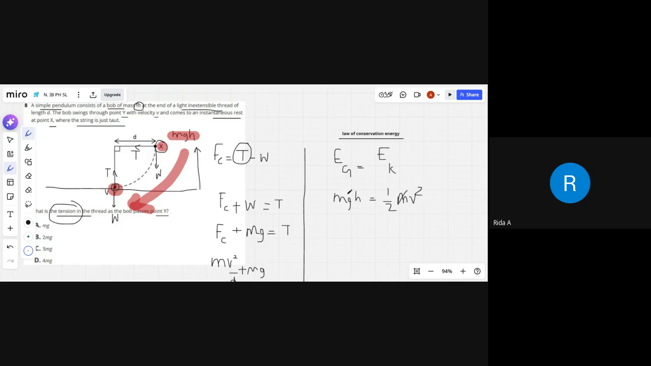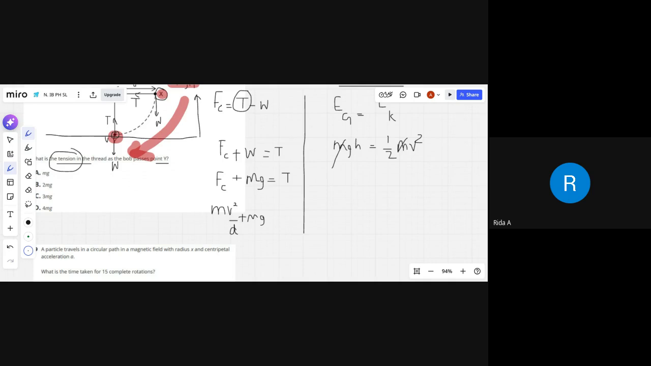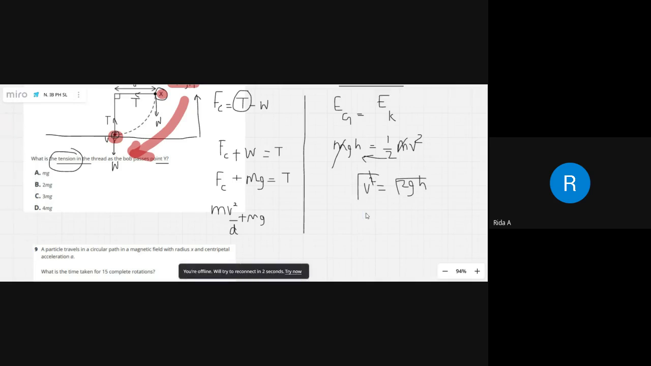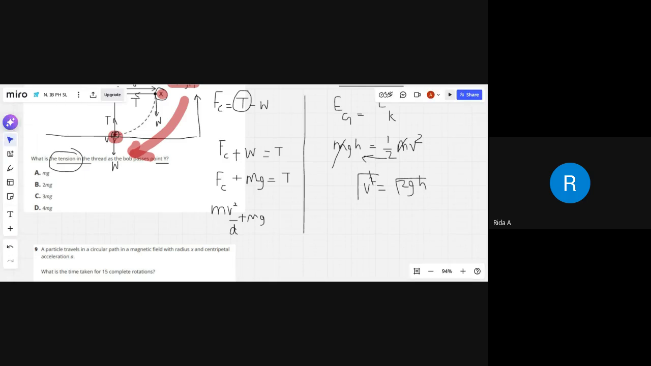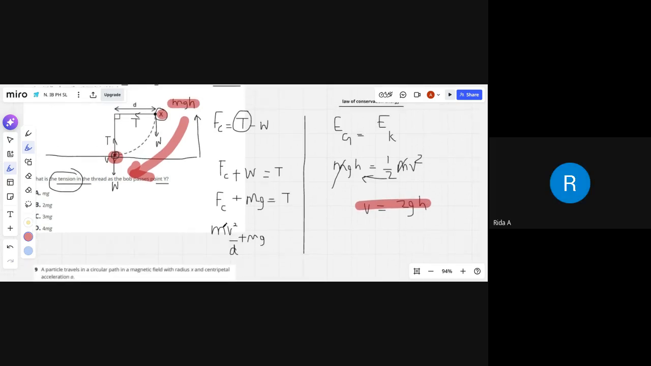You cancel the m's out, and you can rearrange this formula for v. This 2 goes to the other side, you have 2gh, and then this square gets canceled by a square root. So v is root 2gh, or v squared. Since it's a v squared here, I don't need to remove the square root actually. So let's just do v squared is equal to 2gh. Are we good so far?